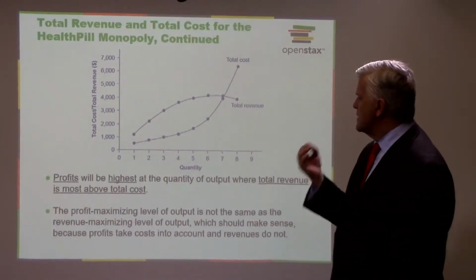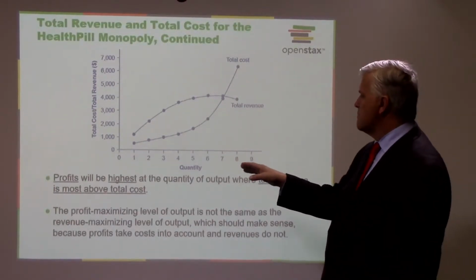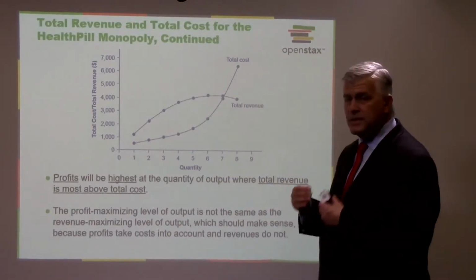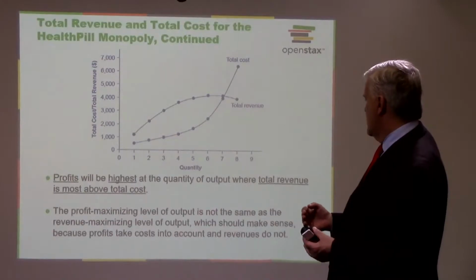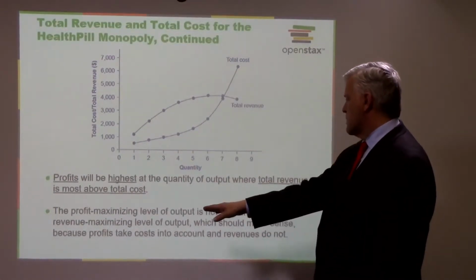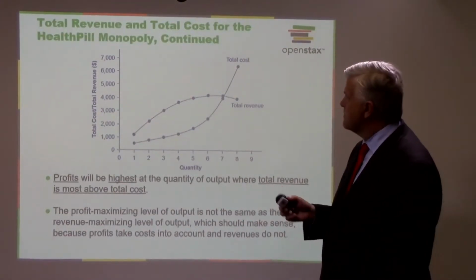So profits are going to be the highest at the quantity of output where total revenue is most above the total cost, right? The profit-maximizing level of output is not the same thing as the revenue-maximizing level of output, which should make sense because profits take costs into account while revenues don't.